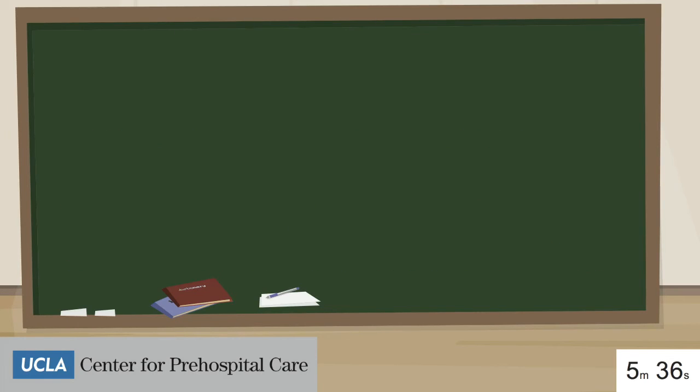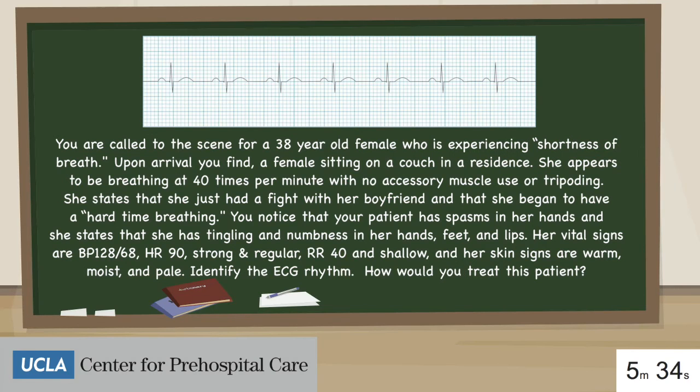Next. Number 3. You're called to the scene for a 38-year-old female who is experiencing shortness of breath. Upon arrival, you find a female sitting on the couch in a residence. She appears to be breathing at 40 times per minute with no accessory muscle use or tripoding. She states that she just had a fight with her boyfriend and that she began to have a hard time breathing. You notice that your patient has spasms in her hands, and she states she has tingling and numbness in her hands, feet, and lips.